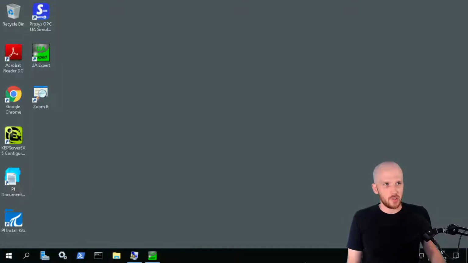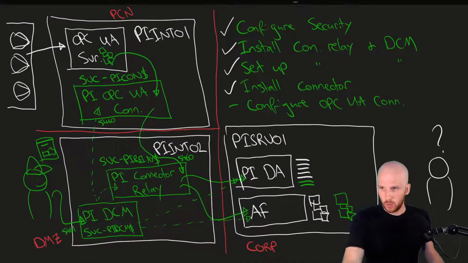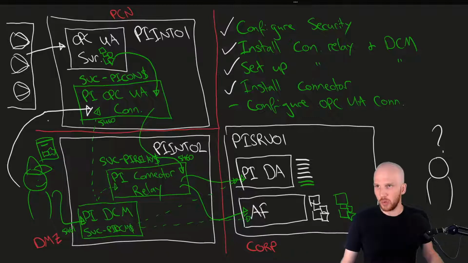So we're going to start configuring our connector now. The first thing we're going to do is register our connector on the PI DCM. When we registered the relay, we actually did it from the DCM itself. When we're registering the OPC UA connector, we as the administrator are going to connect our browser to the OPC UA connector and then register it on the DCM. So we're going to tell it to register itself on the DCM.